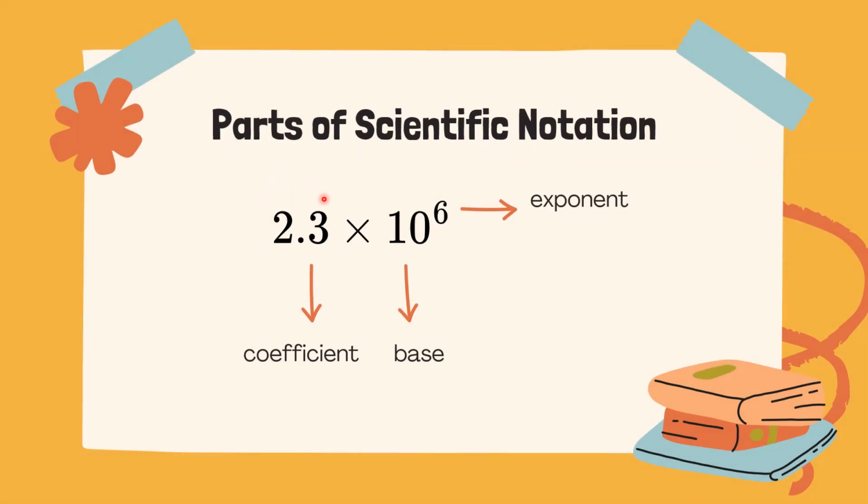Sticking with this example, we're going to talk about the different parts, because you have to understand what I'm talking about when I use our math terms. The coefficient is the number being multiplied by the 10 in the exponent, so in this case, 2.3. The base is 10. In scientific notation, the base is always 10. The exponent is the number of times you are multiplying 10 by itself. A positive 6 exponent means 10 times 10 times 10 times 10 times 10 times 10. That's a really big number, which is why we use scientific notation.